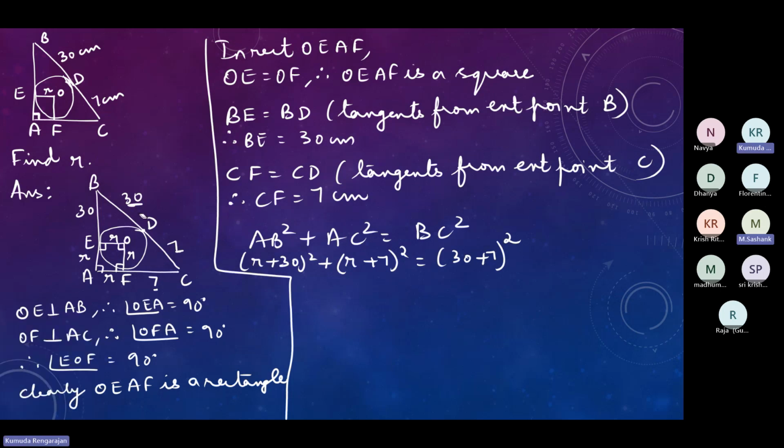So connect the sides using the Pythagoras theorem, because it's a right triangle. That's all. Now you need to work this and find the value of R. Please work this and give me the value of R. With this, we'll wind up the session for today.